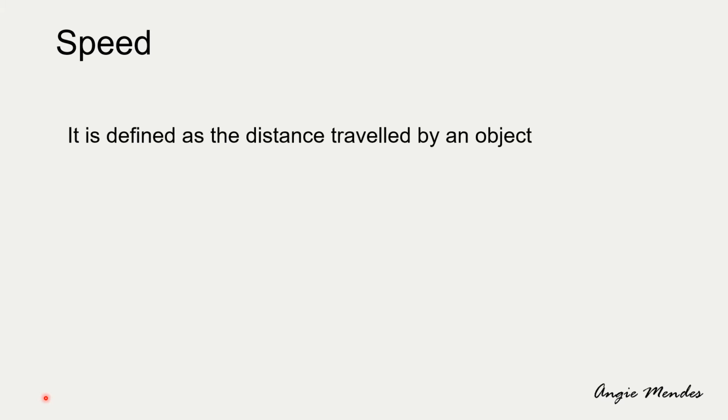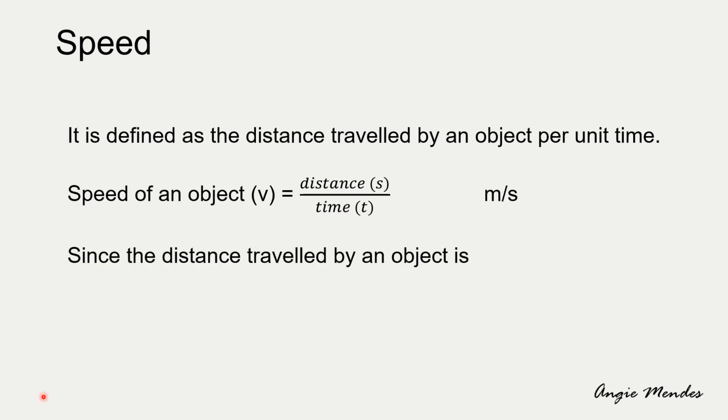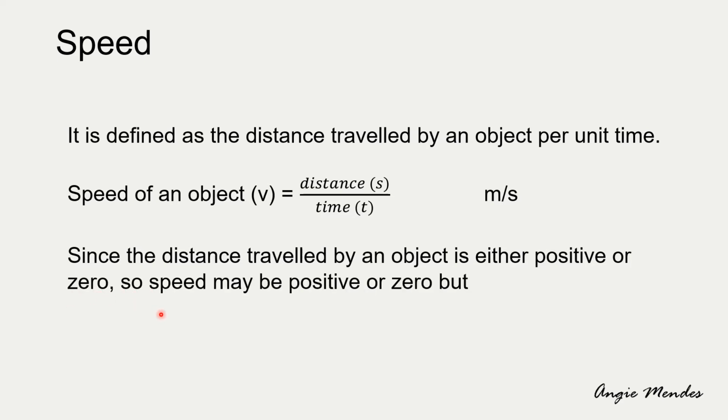What is speed? Speed is defined as the distance traveled by an object per unit time. The speed of an object is given by the symbol v, and its formula is speed of an object is equal to distance, which is denoted by s, upon time t. The SI unit of speed is meter per second. Now since the distance traveled by the object is either positive or 0, the speed will also be positive or 0, but it will never be negative.